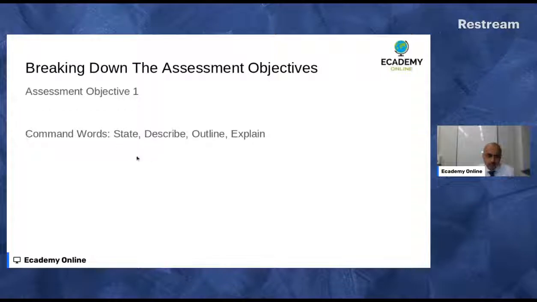Remember the command words. Assessment objective 1: state, describe, outline, and explain. Whereas level 2: explain, suggest, assess, evaluate, discuss, or to what extent sort of questions, or words to that effect. These tend to be the most common ones that come up.